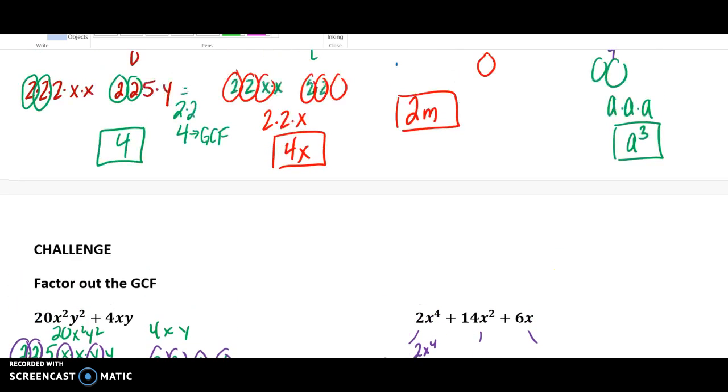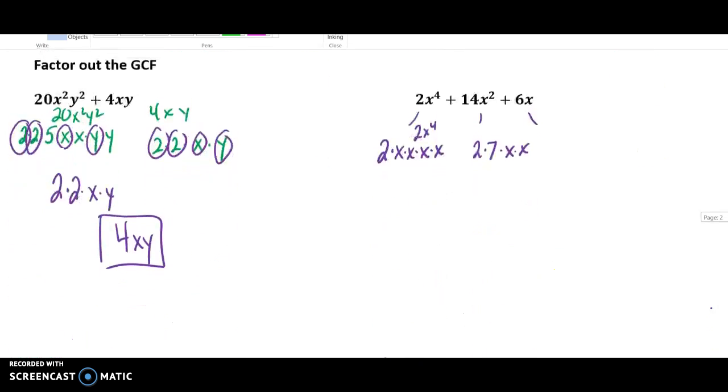Oops, everything is sliding down. Hang on. There we go.